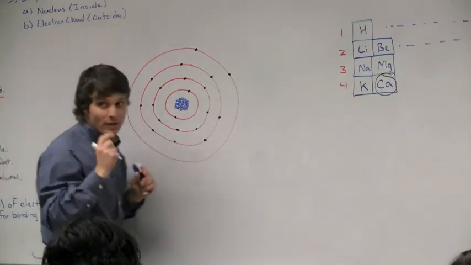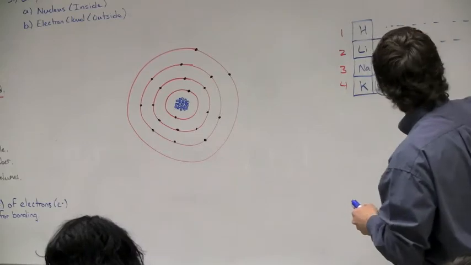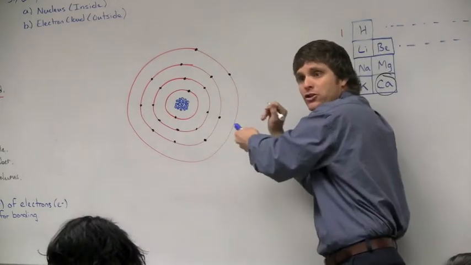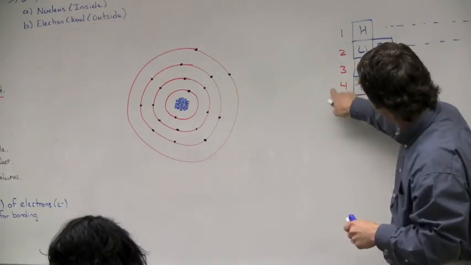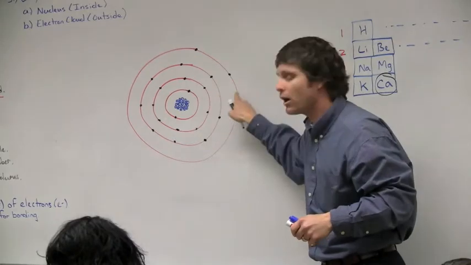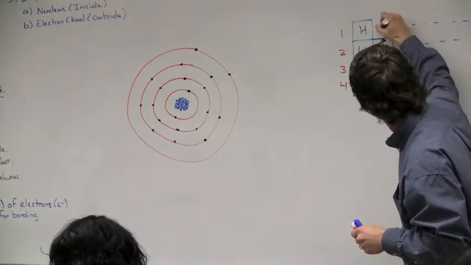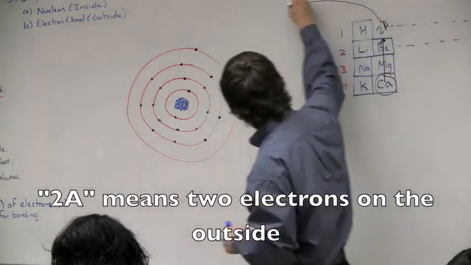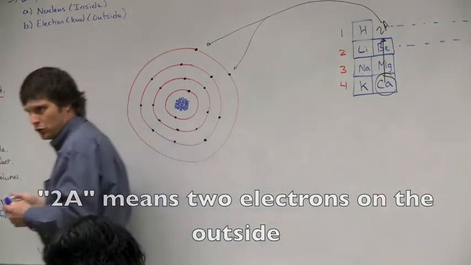What I want you to notice is we could start doing a shortcut and not actually counting through the whole periodic table, and figure out a lot of information just by the location of the element. Because we see a 4 here, we know immediately there are 4 energy levels. But also on the top of calcium there's a big 2A, which means on the outside of calcium there are 2 electrons.